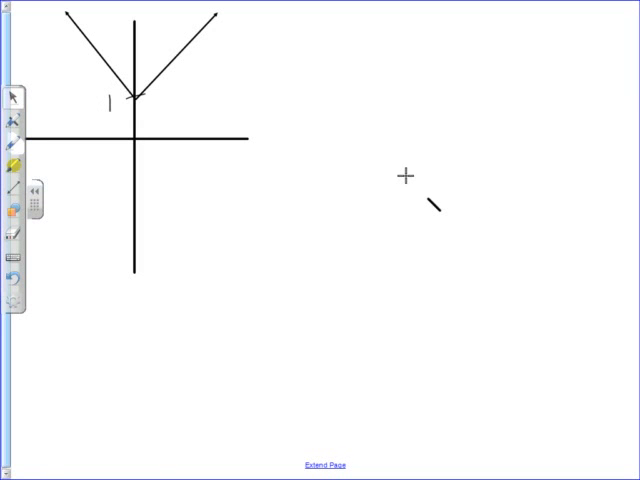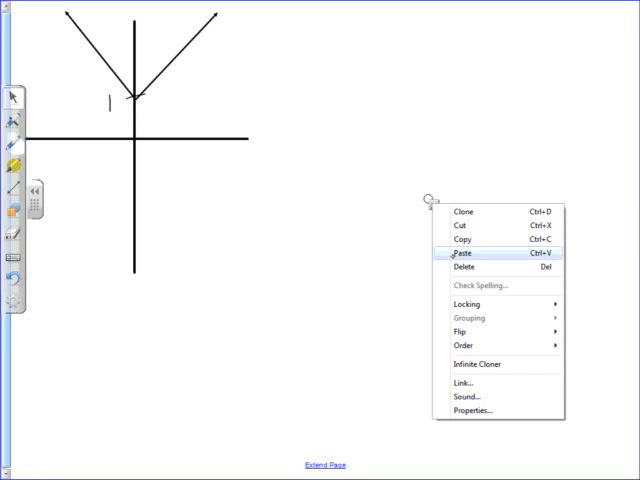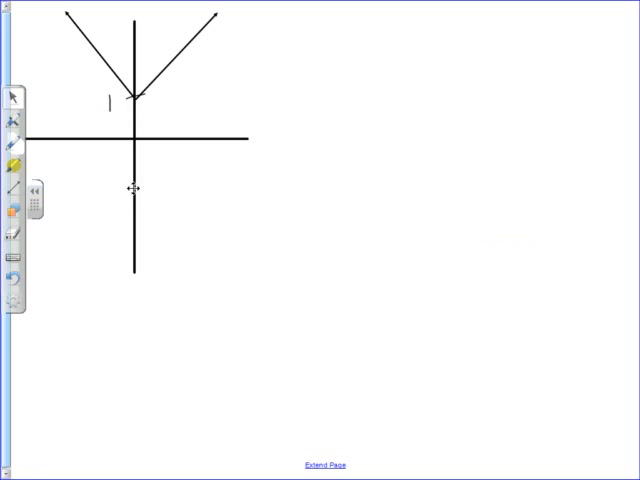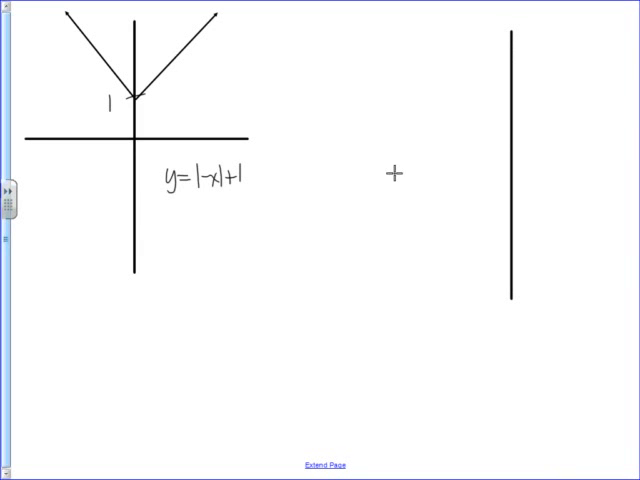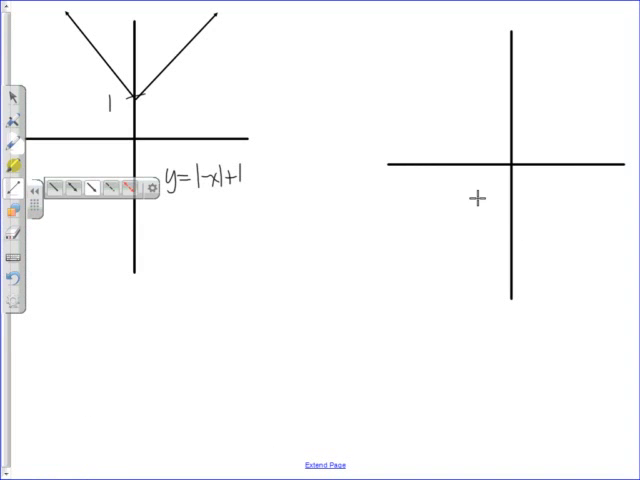What would this look like reflected across the x-axis? The equation is y equals the absolute value of x plus 1. Well, it's really a simple answer. To reflect it across the x-axis, it's going to look like this. Let me get my line tool back. When you reflect it across the x-axis, it's going to simply look like this.